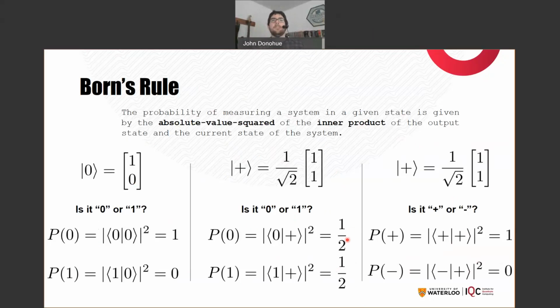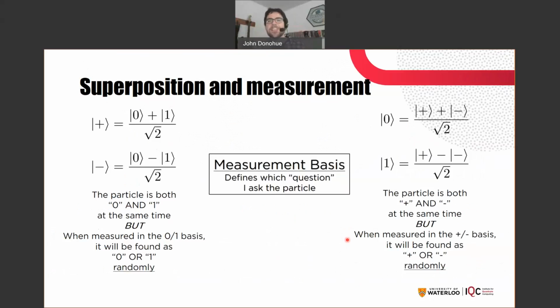So just flashing this slide again from the last lesson, we have to think about superpositions as relative to the basis in which we're asking a question. 0 and 1 are not superposition states if we ask them the question, are you 0 or 1? But if we ask a 0 or 1 state the question, are you plus or minus, we have to think about them as superpositions of plus and minus.